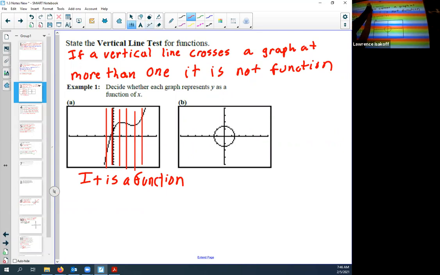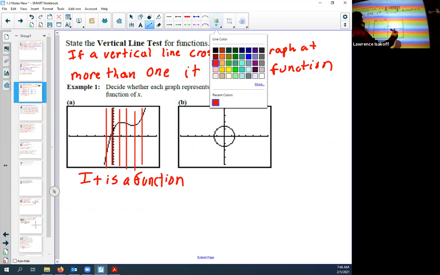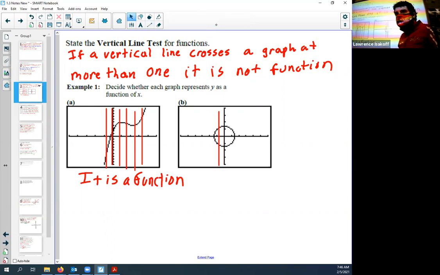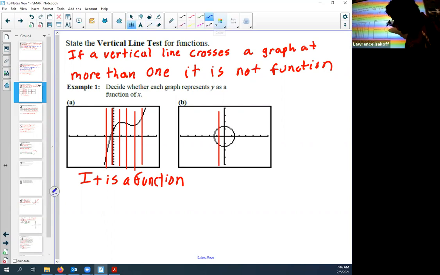Now let's look at the next one. What happened when I drew a vertical line through this one? Yeah, it crosses over here and here, right? So it fails the vertical line test. So this is not a function.